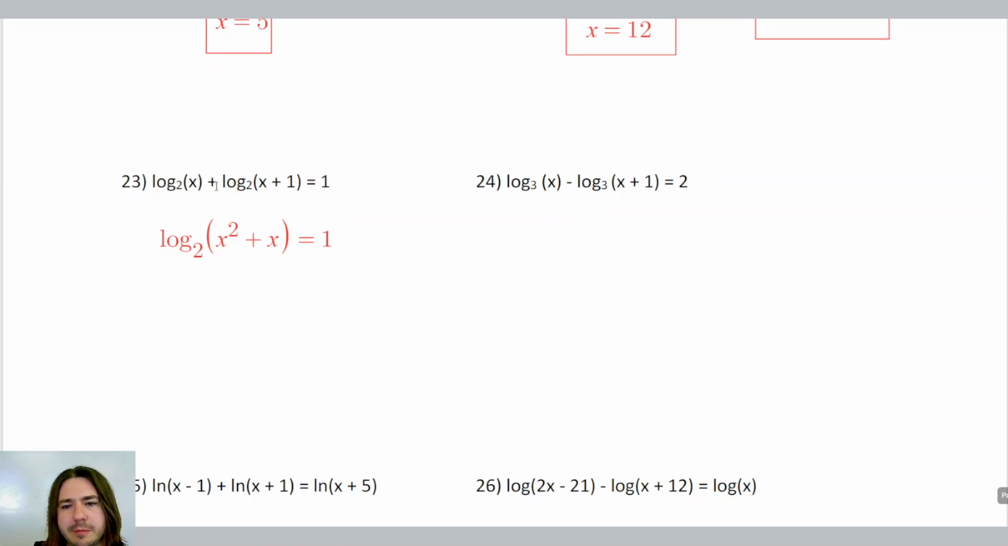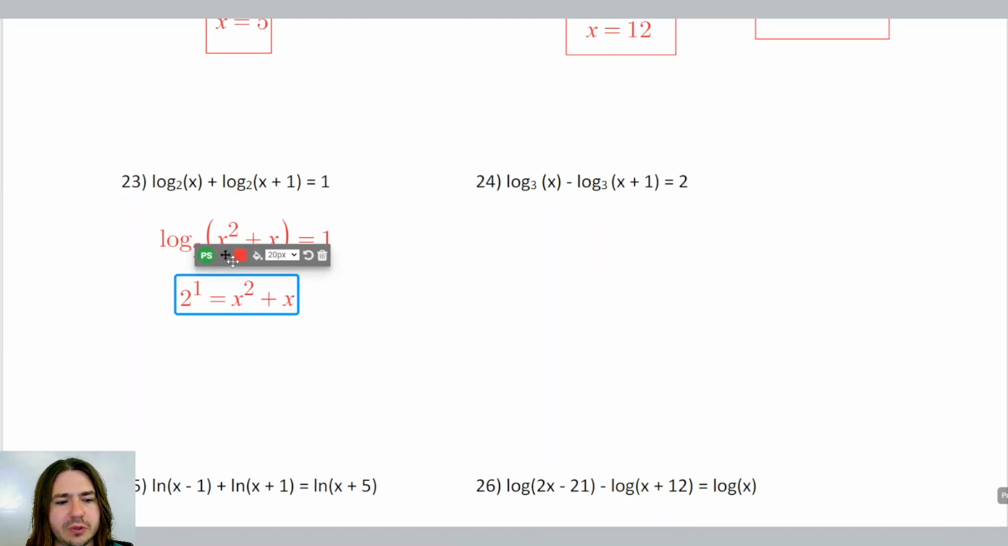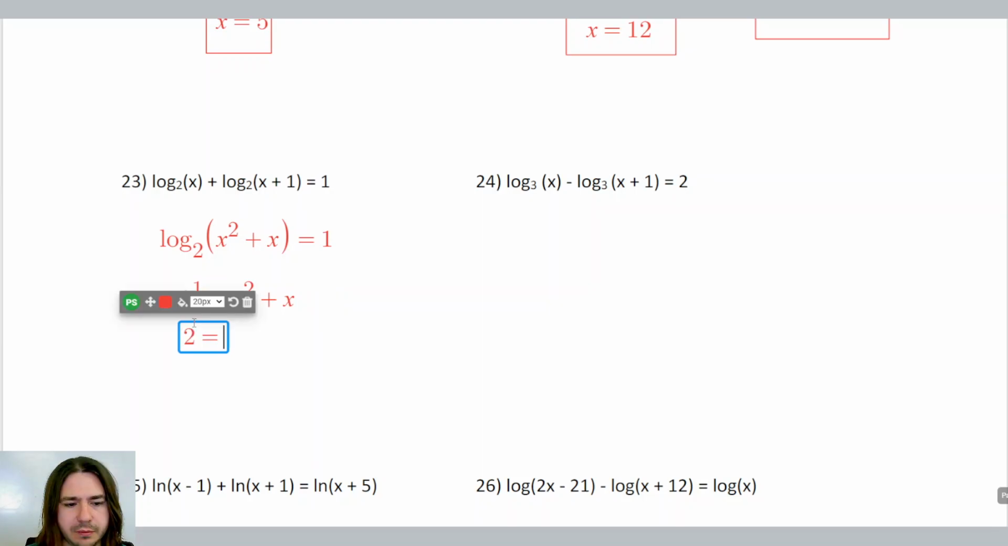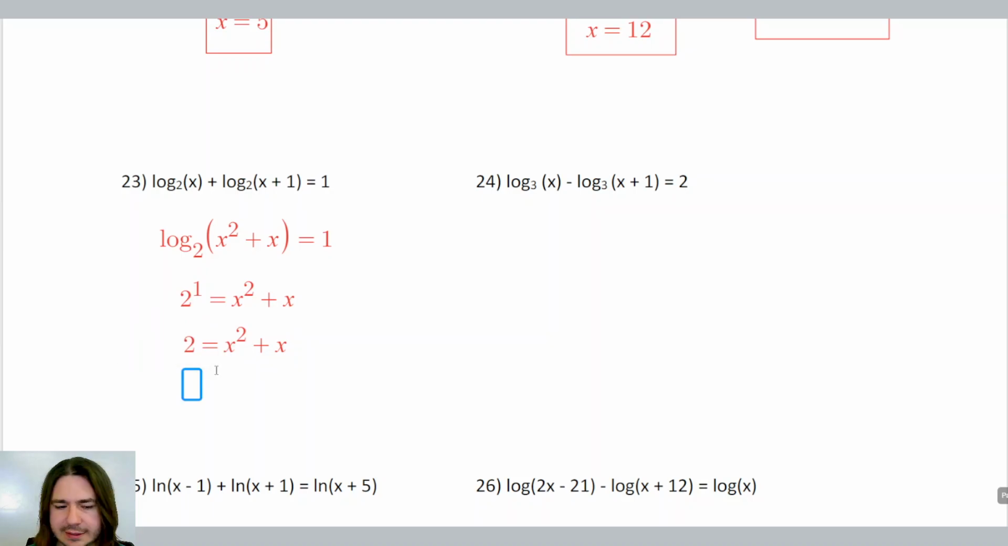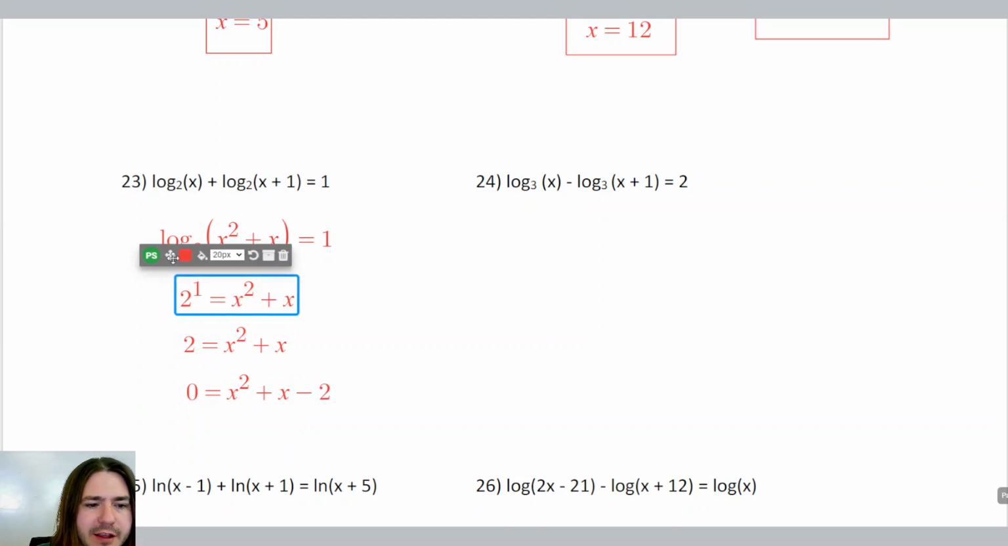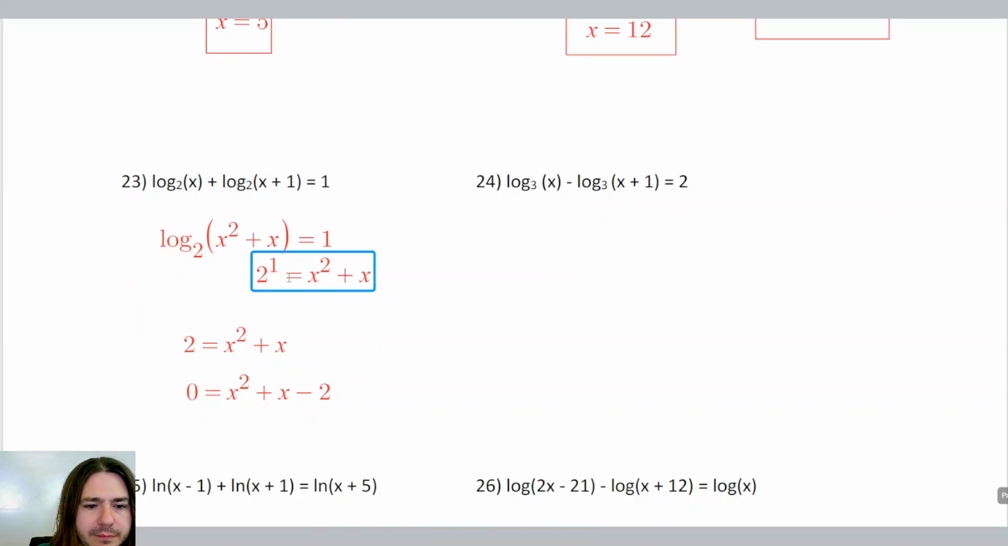And so now I've got a logarithmic statement that I can rewrite and try to isolate x here. So I'm going to rewrite it as an exponential equation. 2 to the power of 1 equals x squared plus x. And as we know, 2 to the first power is just 2. And then if I subtract 2 from either side, I get 0 equals x squared plus x minus 2. And this is something that I can factor. So we've got a quadratic here.